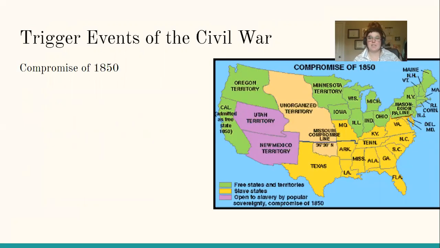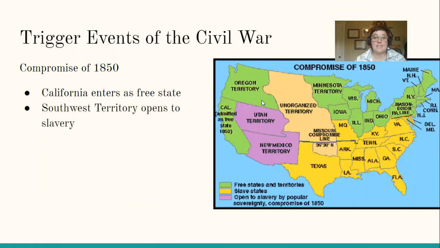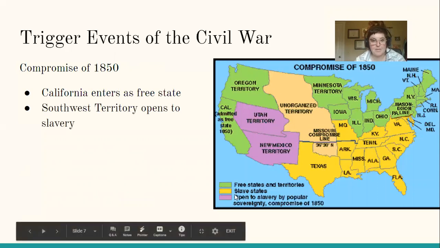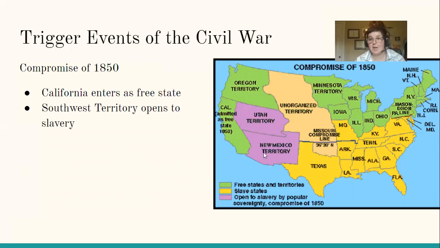Okay, next was the Compromise of 1850. So remember, in 1848, the US gets the Mexican cession territory from the Treaty of Guadalupe Hidalgo. So basically now the US has to decide whether that territory and those new states are going to be free or slave. California decides to enter as a free state. The Southwest Territory, this purple area, opens to slavery. These are not states yet, it's territory, but it is open to slavery.